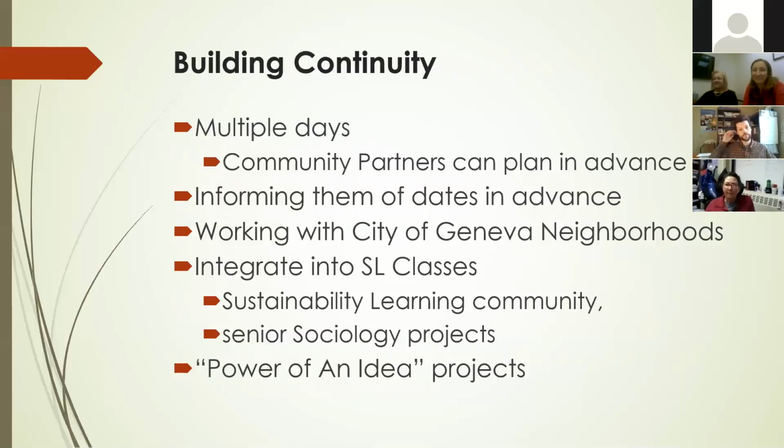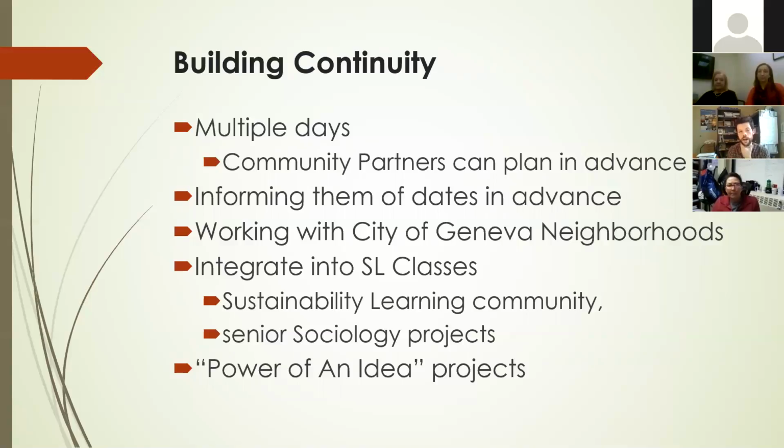So how do we build continuity? What we've done, I kind of talked about the multiple days. We try really hard to communicate that with our partners. So when I'm soliciting sites for the August first year day of service, I'll send out a letter in June and say, hey, we'd love to partner with you for day of service in August. And by the way, here are the subsequent dates for the rest of the year, so you can plan out your calendar if you have other needs. So we try to let them know in advance.